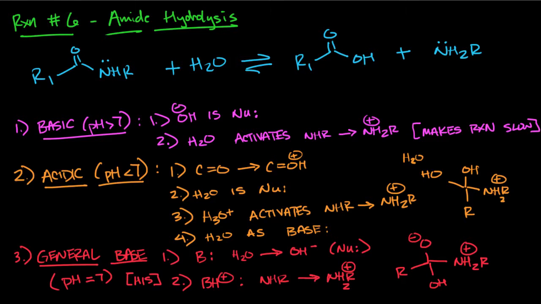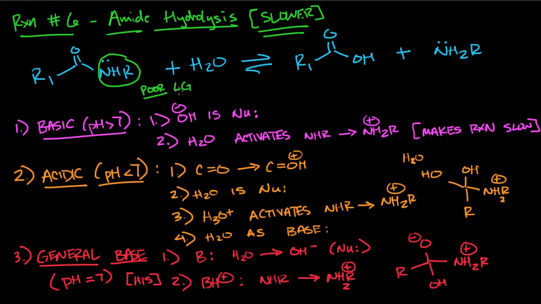Okay, reaction number 6, very, very similar to ester hydrolysis, is amide hydrolysis. Just a couple of things to keep in mind. This is a lot slower. And the reason why this is a lot slower is because, first of all, this NHR, it's a pretty poor leaving group. It's a worse leaving group than an alcohol of the similar structure.